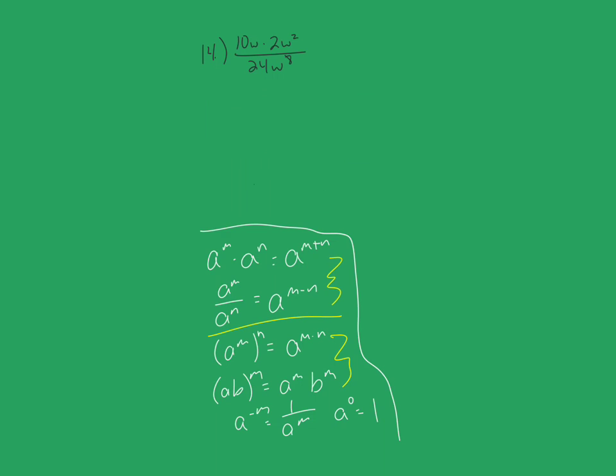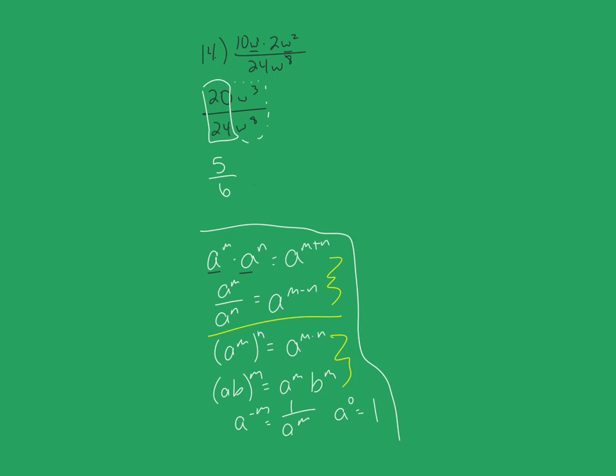All right, so 14, we have 10w times 2w squared all over 24w to the 8th. Because on the top I have w's next to w's, I can put these two together. These exponents, there's a little 1 there in case you didn't know that. So the top is actually going to turn into 20w cubed. Now the bottom's going to say 24w to the 8th. So I added the exponents because they were next to each other with the matching base. Now I'm going to look at this part right here, 20 over 24. I can rewrite 20 over 24 as 5 over 6, because both are divisible by 4.